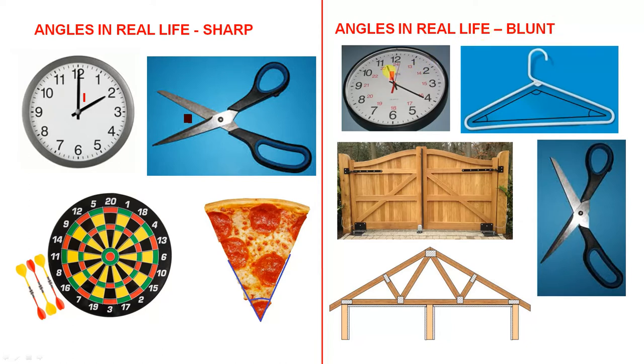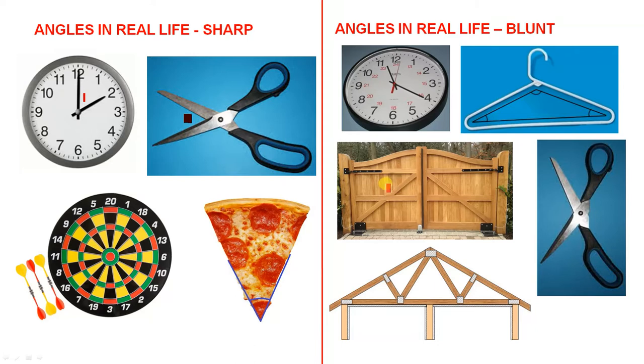Now some angles in real life according to blunt angles. Have a look at this angle here between those two arms there. Don't worry about the red one. See that arm there and this one? That angle there is definitely a blunt angle because that's between 90 and 180. See this angle here for the coat hanger? You can see that's between 90 and 180.